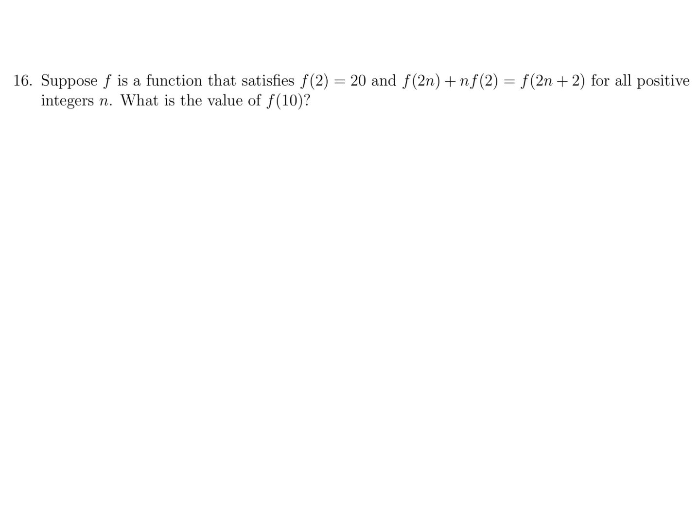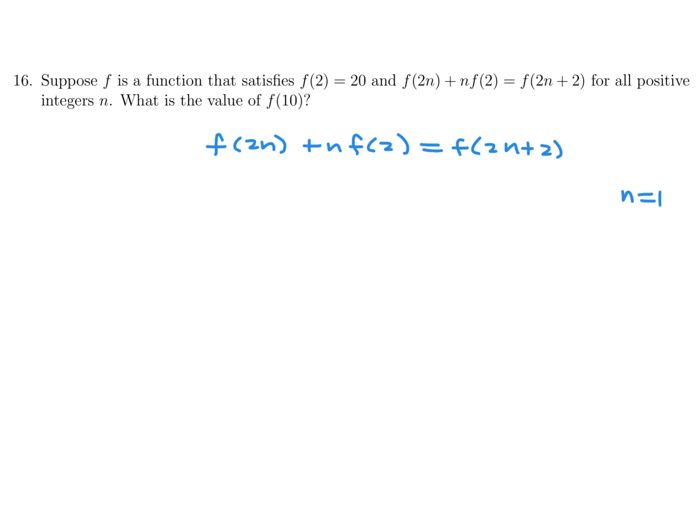Suppose f is a function that satisfies f at 2 is 20 and f at 2n plus n times f at 2 is equal to f at 2n plus 2 for all positive integers. And what is the value of f at 10? Okay, so we got to do a bunch of stuff here. So let's see here. f at 2n plus n f at 2 is equal to f at 2n plus 2. So let's start with n equals 1. And I think we're going to have to do n equals 2, n equals 3, and so on, right?